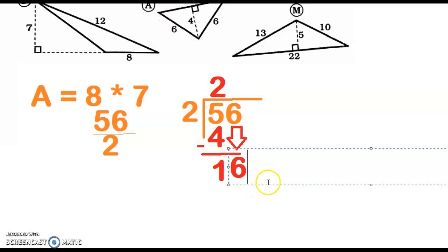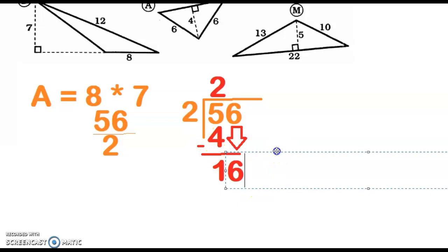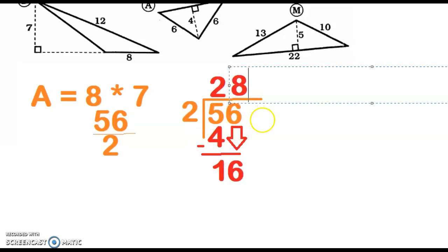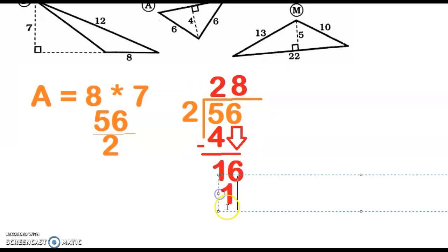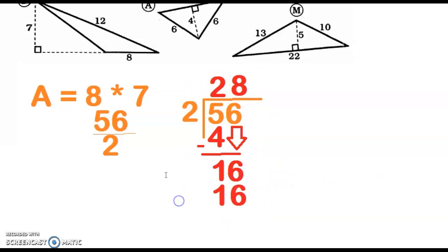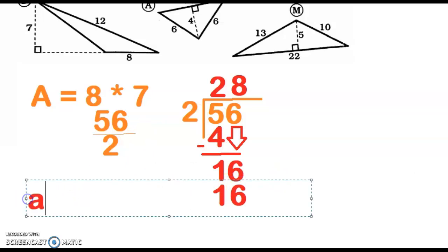So this becomes 16, and 2 goes into 16 8 times, giving me my answer, right? Because 2 times 8 is 16, and then I'm done. So over here I would have A, or area, equals 28.